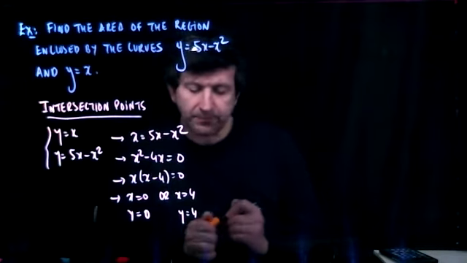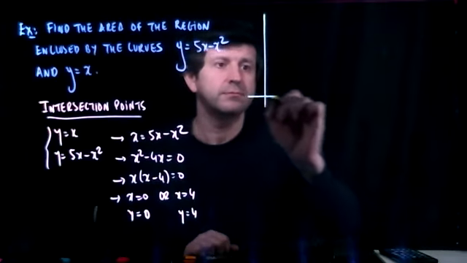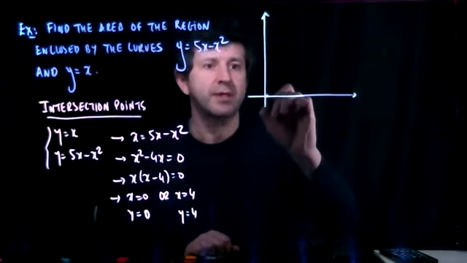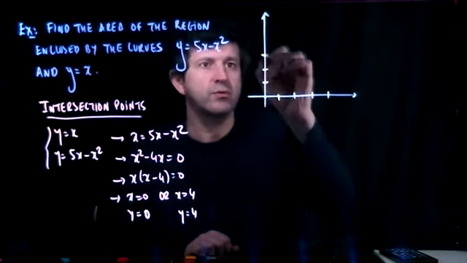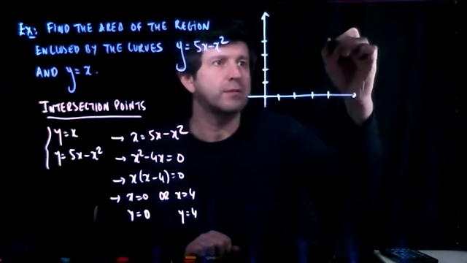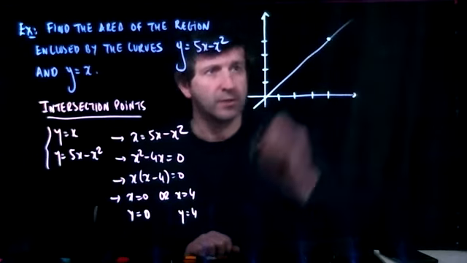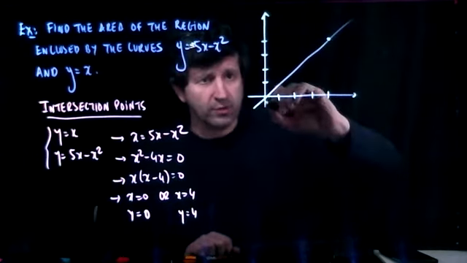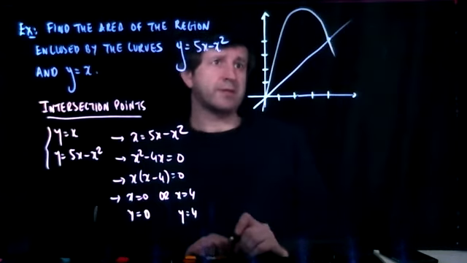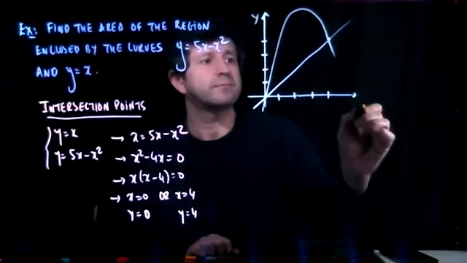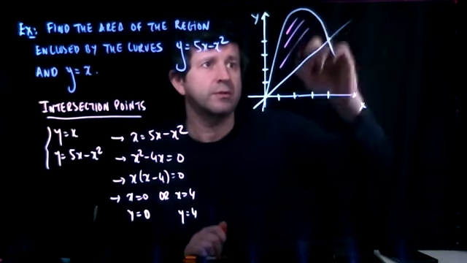Okay, so I could draw a rough sketch now. It doesn't need to be exact, but one thing that's for sure is that at 4, 4 they meet. Y equals 4 is right here. Y equals x is here. And the other one is an upside down parabola, something like this. This is the region that I want.